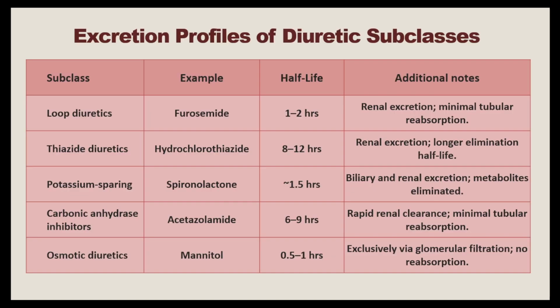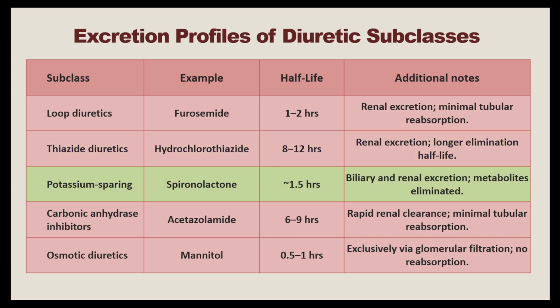Excretion of diuretics. Excretion of diuretics is primarily renal, with subclass-specific variations in pathways and half-lives. The table provided summarizes the excretion profiles of major diuretic subclasses, detailing their routes and elimination characteristics. Loop diuretics like furosemide are excreted largely unchanged via the kidneys, with a half-life of 1 to 2 hours. Thiazides like hydrochlorothiazide have a renal clearance with a longer half-life of 8 to 12 hours.